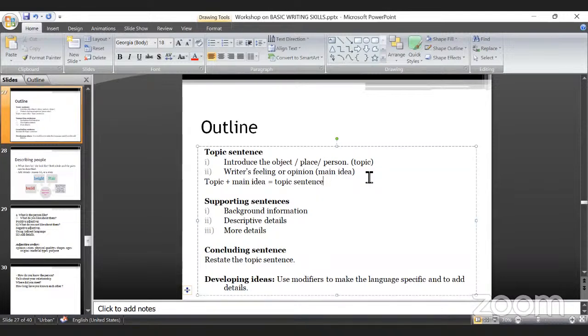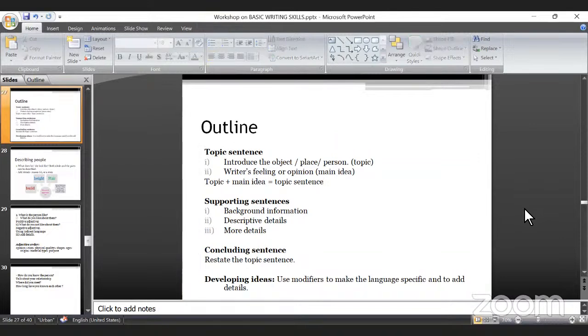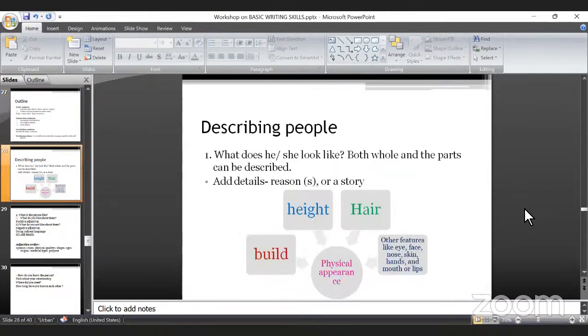Concluding sentence, you simply restate the topic sentence. That's the task of any concluding sentence anyway, to restate, reinforce, to repeat and enforce again what is being claimed in the topic sentence, right? When you're developing ideas, you're going to use a lot of modifiers to keep your language specific. We discussed this already while we were talking about language, that you will have to use a lot of modifiers, which refers to adverbs and adjectives, in order to use the specific language required to describe your topic, right? So this is about the outline.